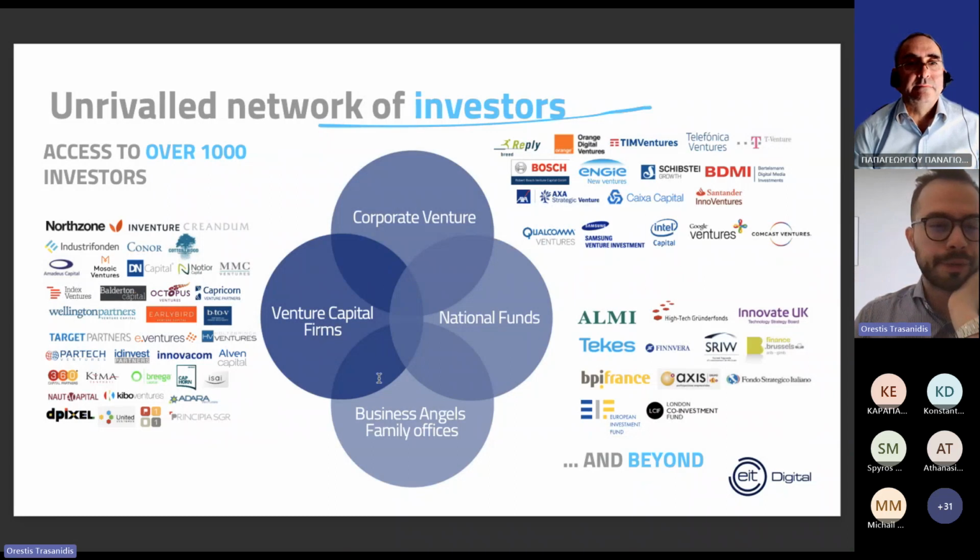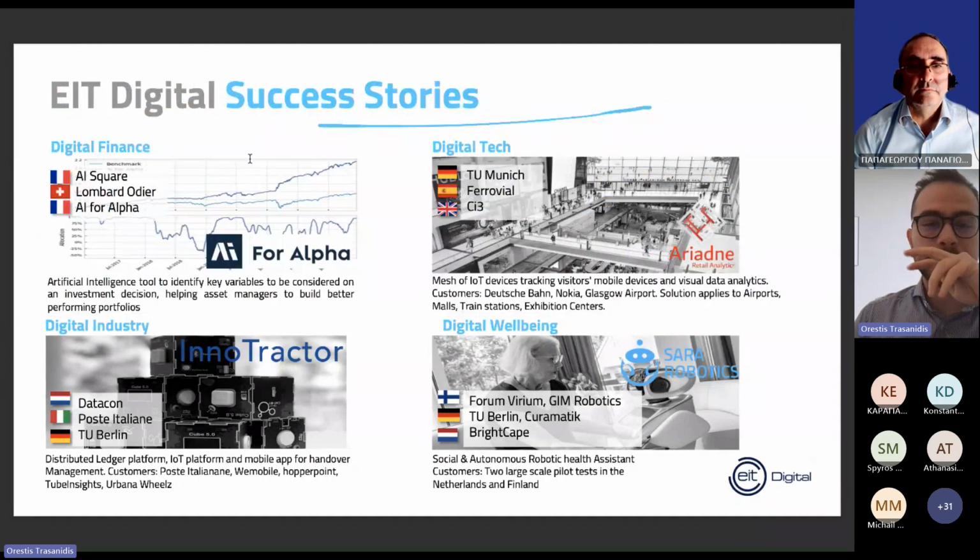An idea of our ecosystem of national funds and business angels with whom we are working in order to make this happen. And some success stories. Ariadne Maps, it looks like it's German, but actually the founders are Greeks and they're doing very well. They managed to access the US very fast and they have great potential in the future.